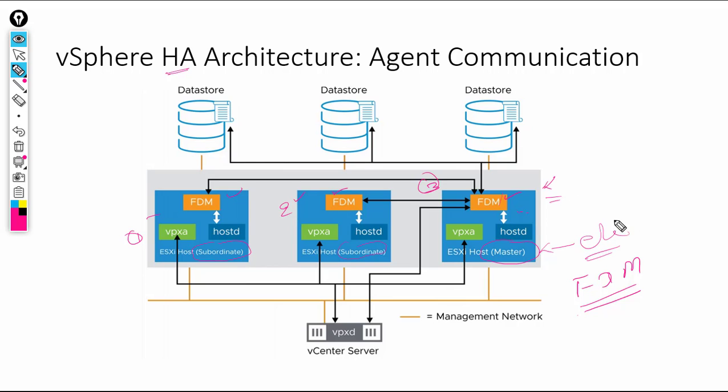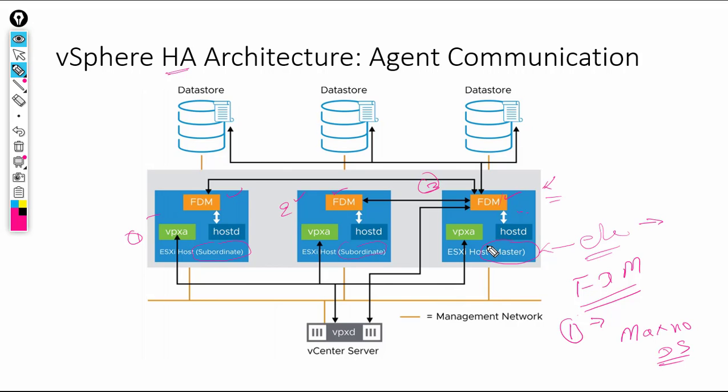Now the election process. So the election process is like this. The first condition is that in the group of hosts, the master will be chosen based on the maximum number of data stores.